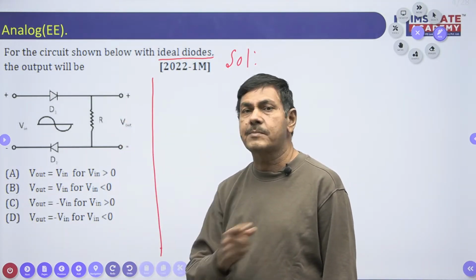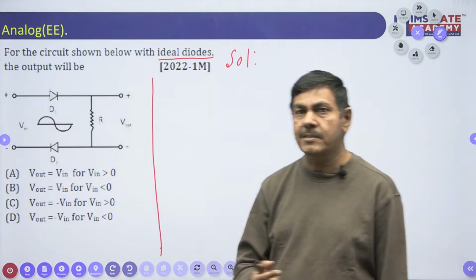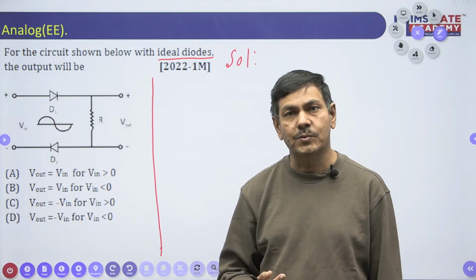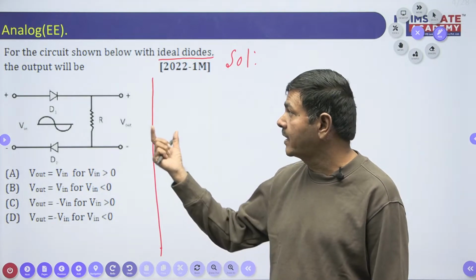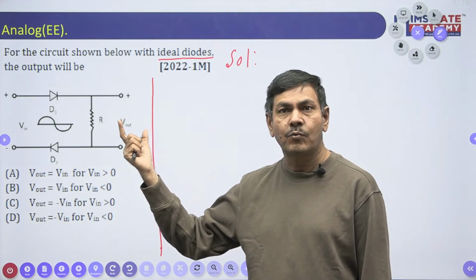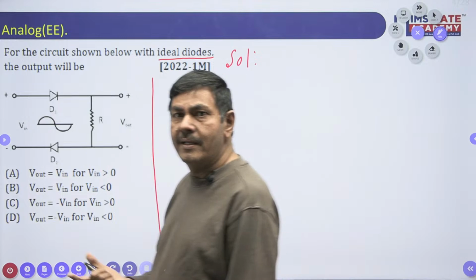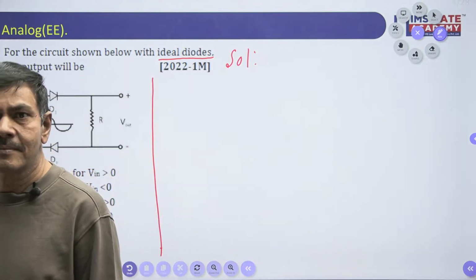But in case the diodes are reverse bias, what do we have to do? In that case, the diode acts as an open circuit only.